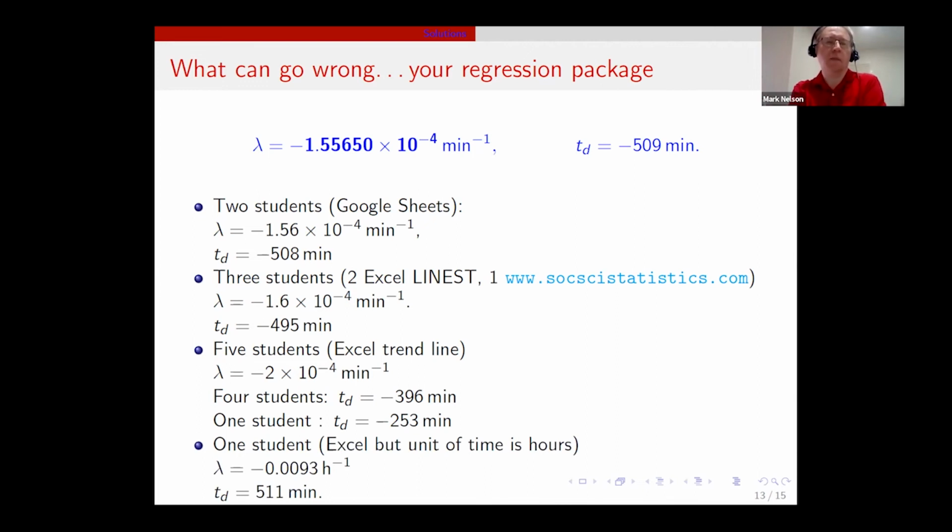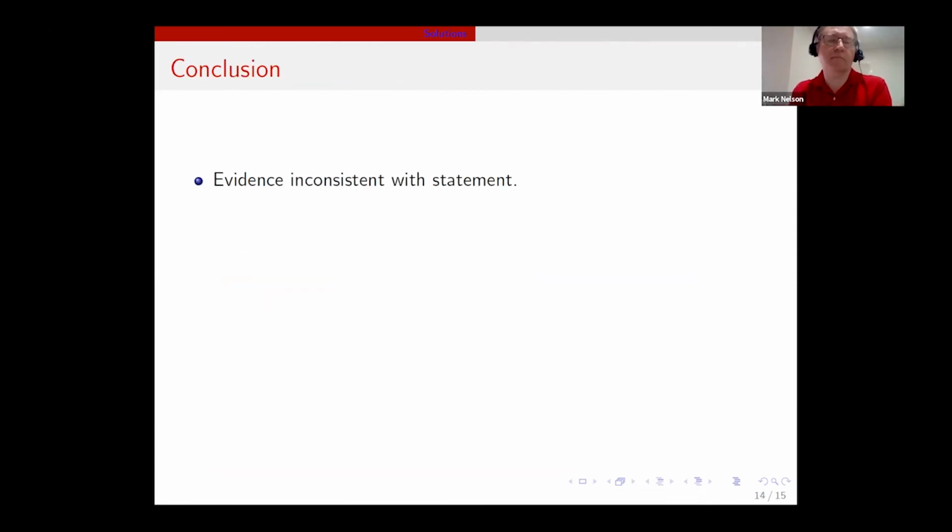Oh yes, and another student, everybody else was using minutes, but this student decided to use hours as their time scale. And again, they didn't get enough significant figures here, but it's only a 2-minute error, so perhaps not so bad. All right. So what are my conclusions?